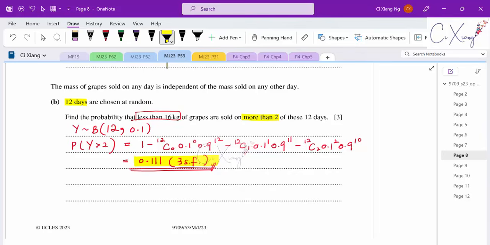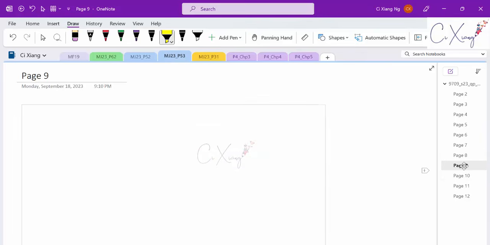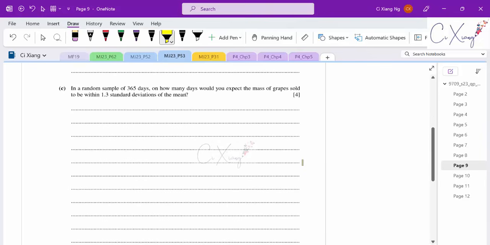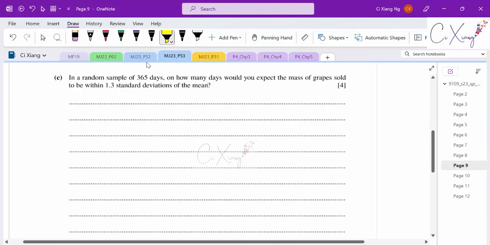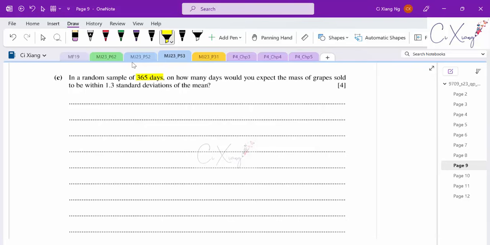Okay, so this is what you have for 11 part B. Then let's proceed to 11 part C. Now I have another random sample of 65 days. I want to know how many of the grapes are within 1.3 standard deviations of the mean. When they are talking about the mass of grapes within 1.3 standard deviations of the mean, that means the difference between the x and the mean should be less than 1.3 standard deviations.